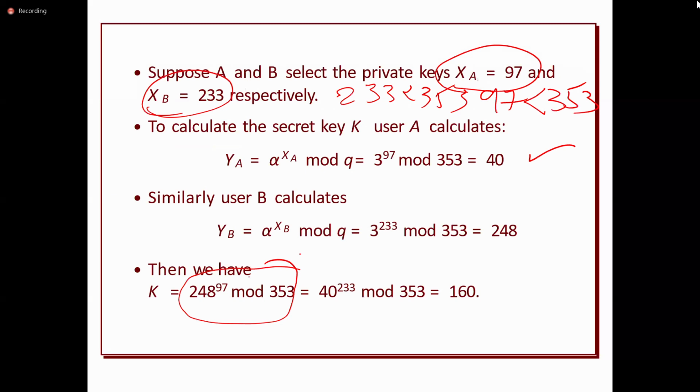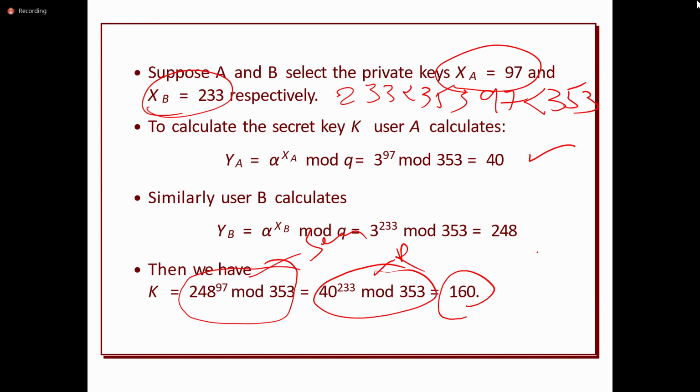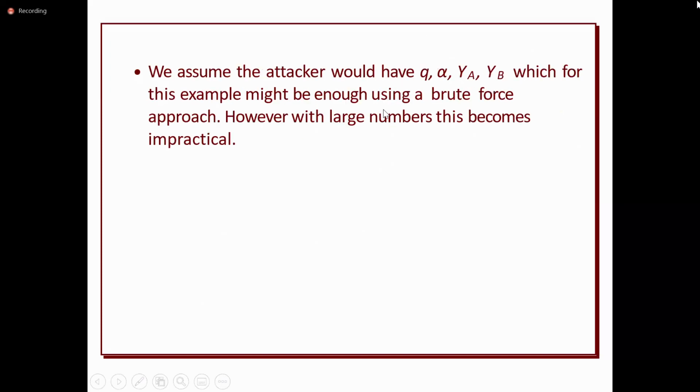This is at the sender side and this is at the receiver side. So both will get the same value, that is 160 for this example, given the prime number and the primitive roots with the selected private keys of the sender and receiver.